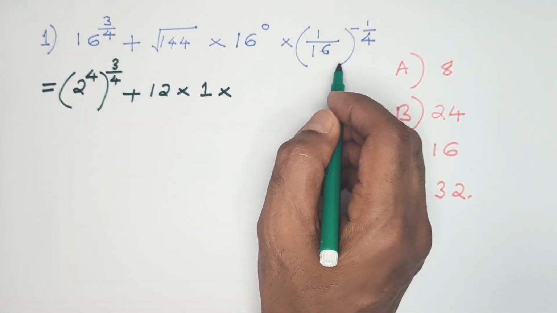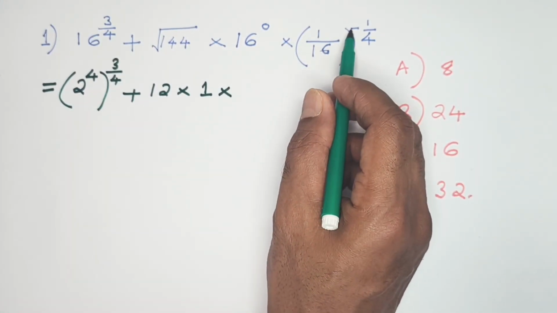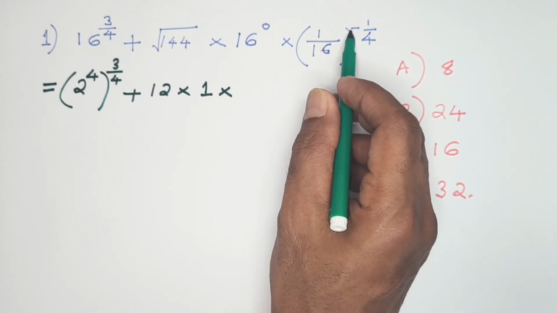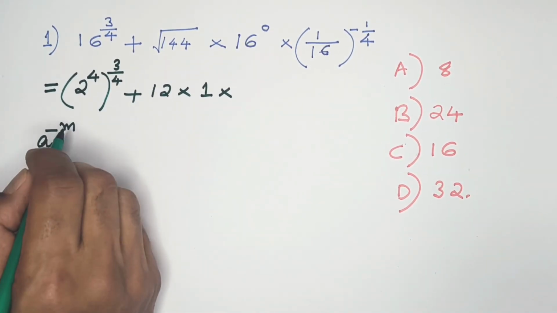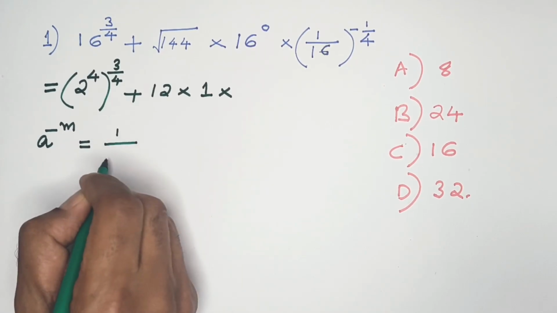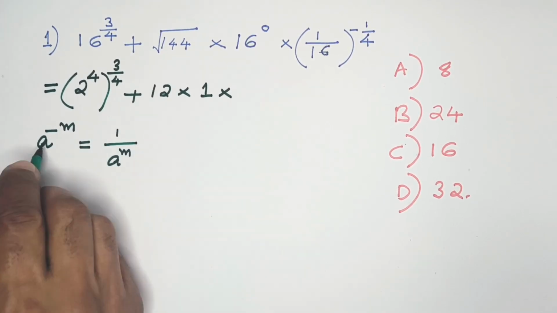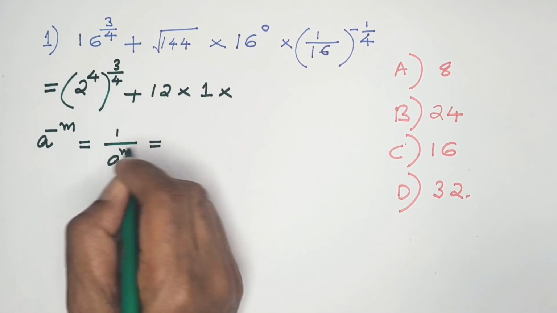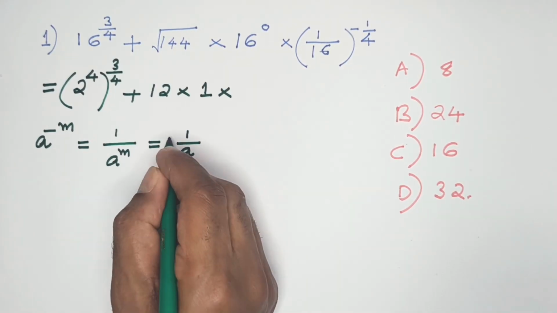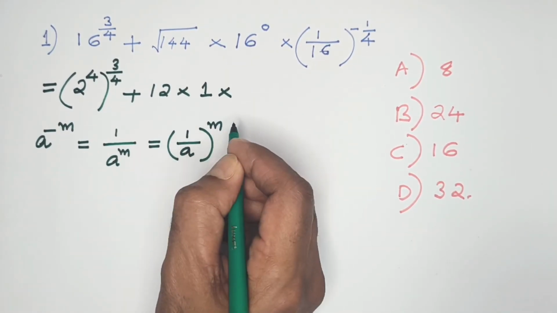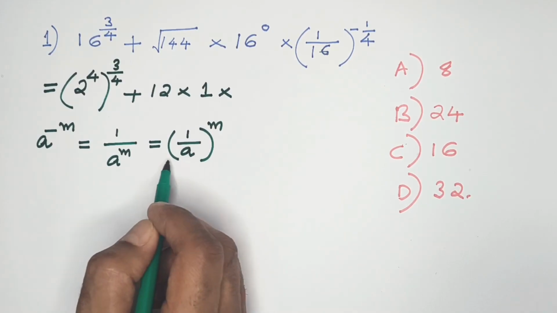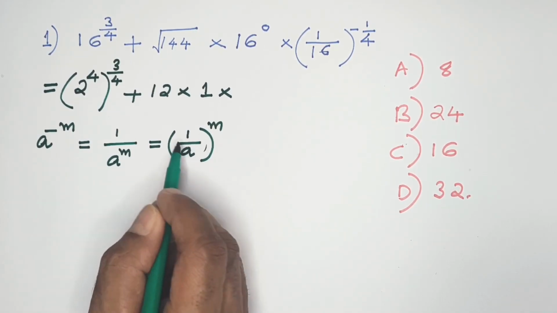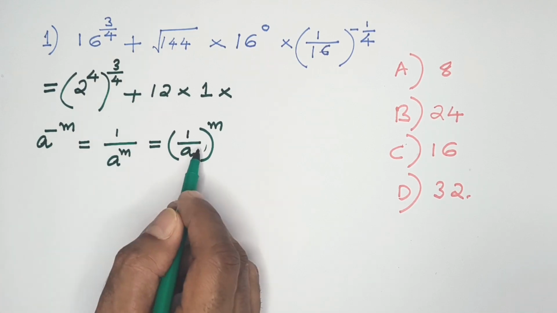Now, in the last term here, the exponent has a negative sign. So how do you get rid of this negative sign? See, a to the power of minus m equals 1 by a to the power of m. This is a law of index. Again, this you can write as 1 over a, the whole to the power of m. Because 1 to the power of m is 1. And a to the power of m is what you get when you remove this bracket. So this is equal to this.